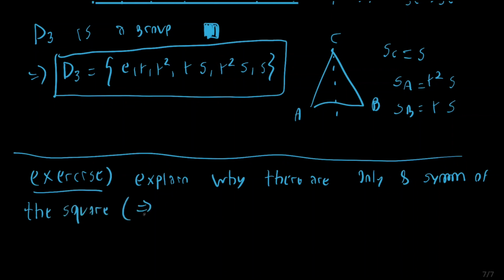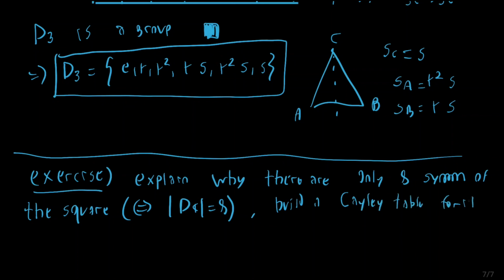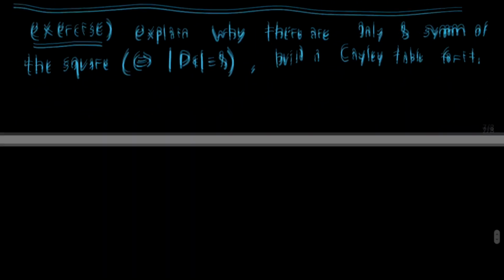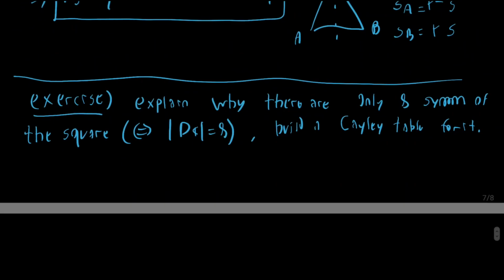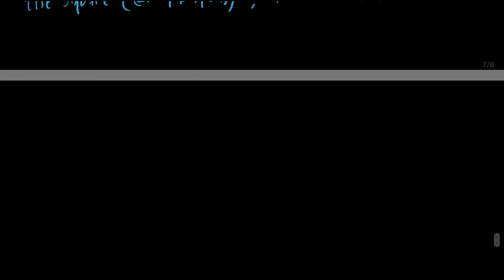So in other words, the order of D4 is 8. And furthermore, build a Cayley table for it. This will be a short exercise to do. And now we will actually directly move to a general n-gon.